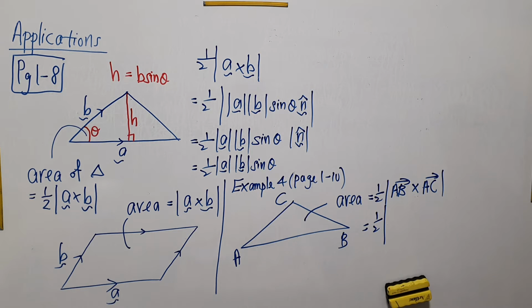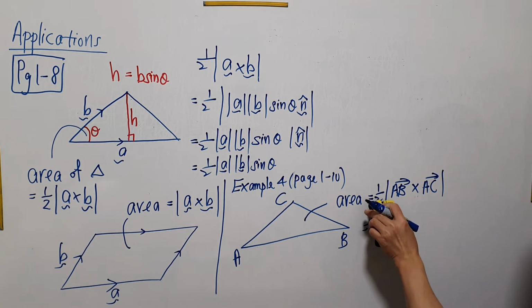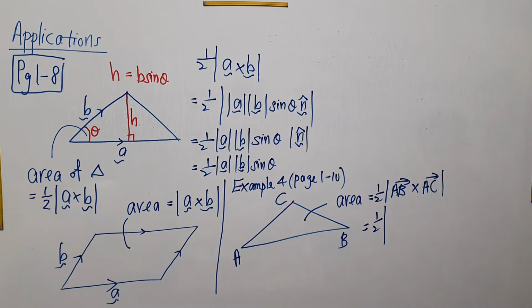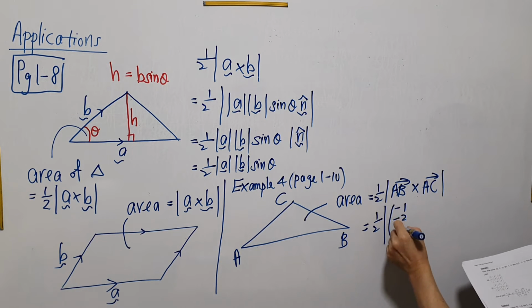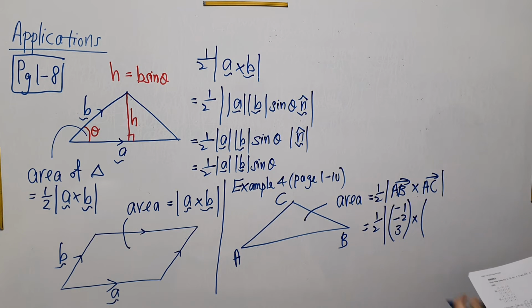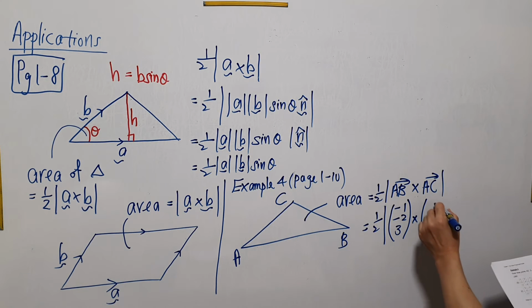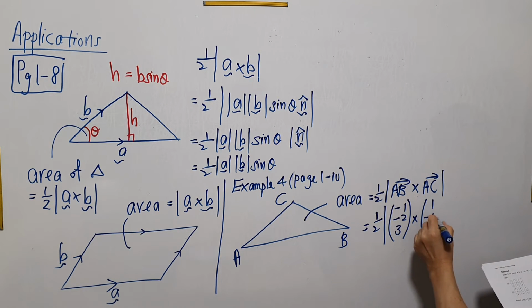Okay, the vector AB. How do you find the vector AB? You're given in the question that A is (2, 3, -2) and B is (1, 1, 1). So the vector AB will be OB minus OA, which is (-1, -2, 3). And the vector AC will be OC minus OA. That will give you (1, -5, 4).